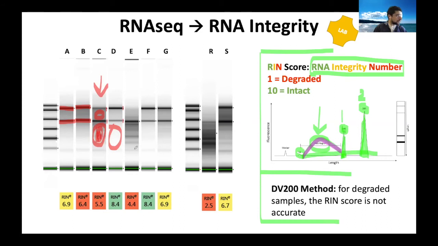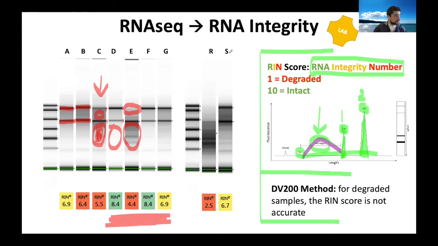And then we look at E, for example. It's barely possible to see a peak of the 20S. It might be all degraded, and you see here you have a much darker fast region. F is good, G is better than E but worse than F, and everything reflects the RIN score that you see at the bottom.